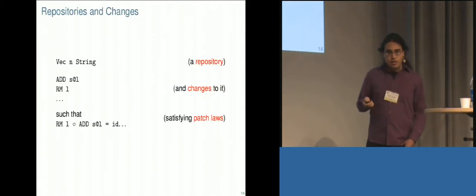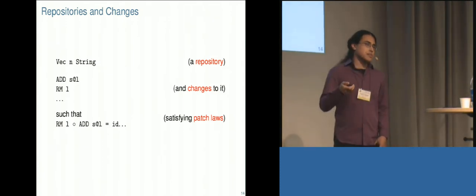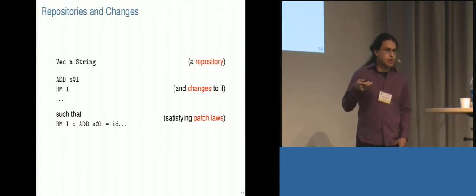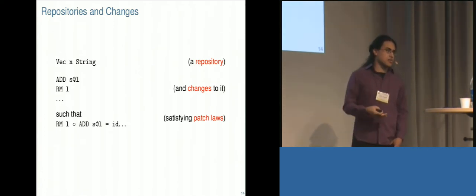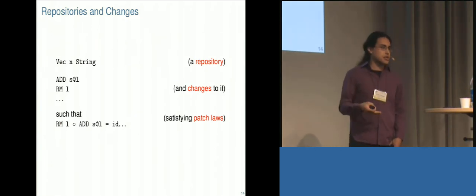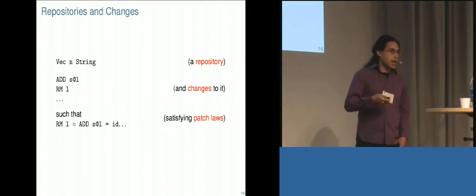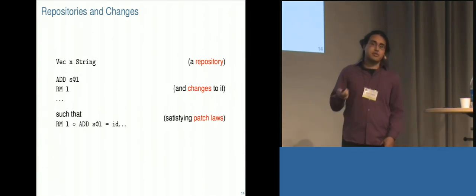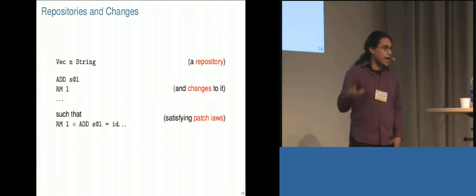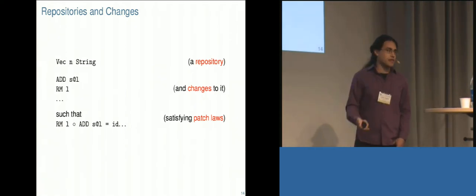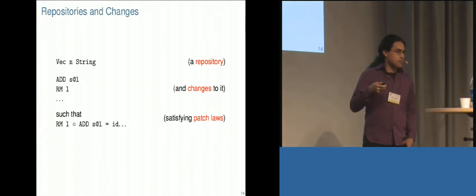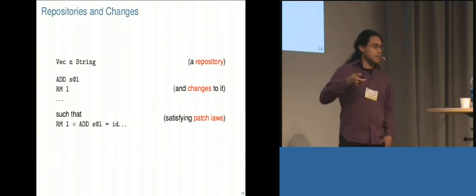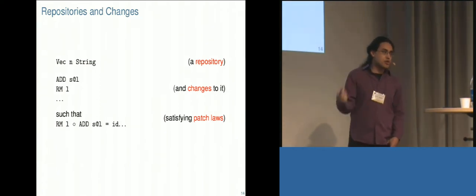All right, well, the idea is I'm interested in studying repositories and the changes you can make to them, but sort of in the abstract. A concrete example is a single file repository. This is a length n vector of strings, like an n-line file. You might say that the basic patches you can make are to add some string s as line l of the file, or to remove the lth line of the file. And there are going to be certain patch laws that these will satisfy. Like, if you add something as the lth line and then you remove the lth line, that's the same as doing nothing.